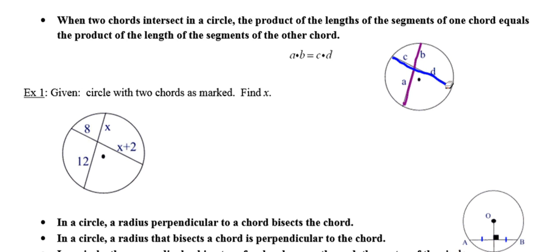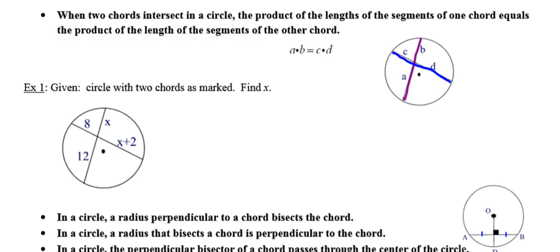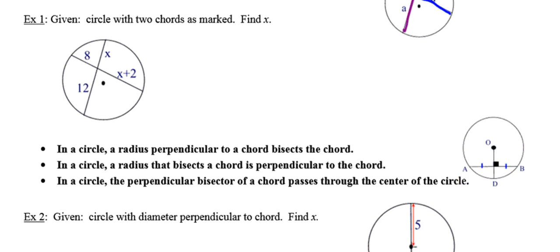So in other words, I've got a purple chord in my circle and I've got a blue chord in my circle. The pieces of the blue chord are represented by C and D. The segments of the purple chord are represented by lengths A and B. So this theorem says if I multiply the two pieces of the purple chord together, A times B, that product is going to be equal to the product of the parts of the blue chord, C times D. All right, so let's take a look at how we might solve a problem that involves this theorem.